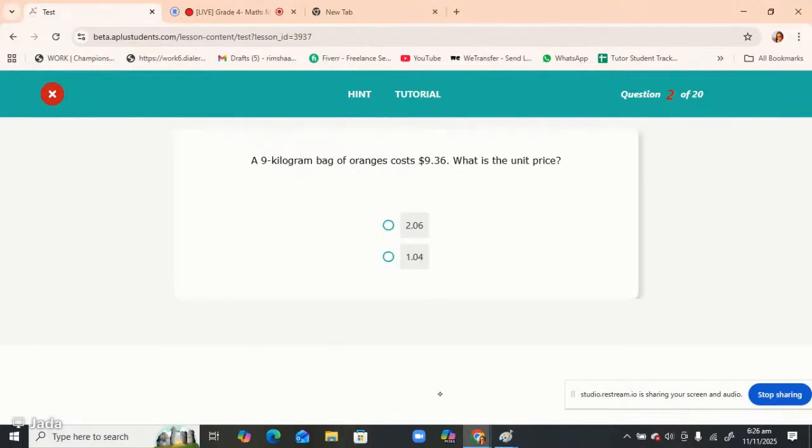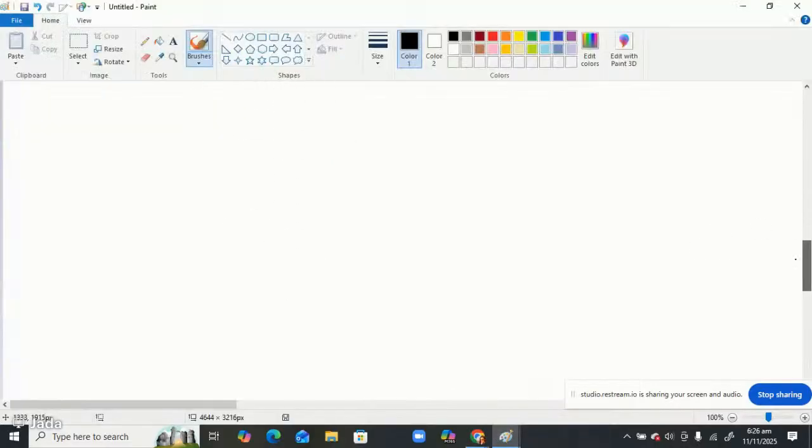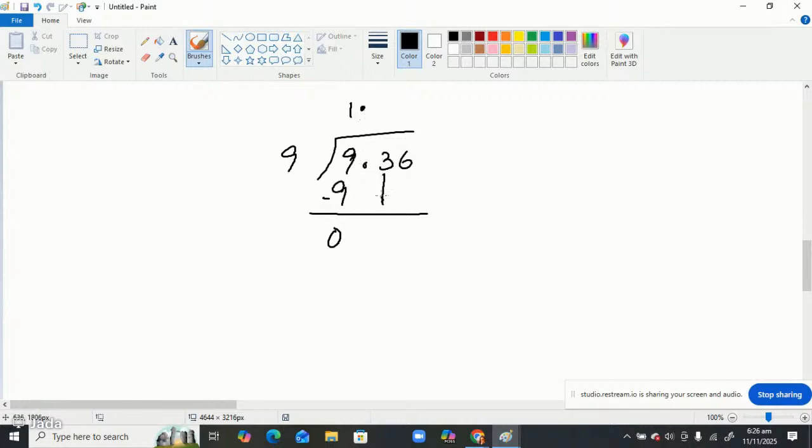A 9-kilogram bag of oranges costs 9.36. What is the unit price? This is again a different thing. I'm going to tell you, 9.36 divided by 9. So simple, these both are the same. So 9 times 1 is 9. Subtract, it is 0. Putting the 0 and decimal point here. Now bring down the 3. When you are going to bring down two digits together, what you do is put the 0 on the top. So you just put 6. And 9 times 4 is 36.